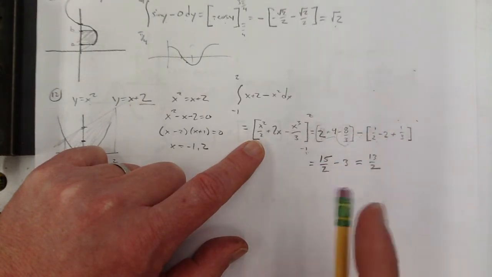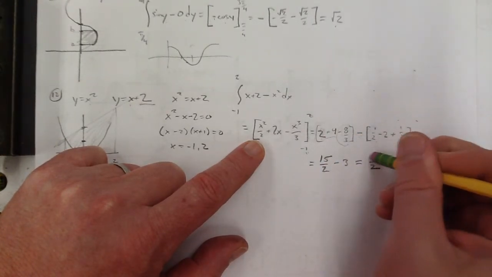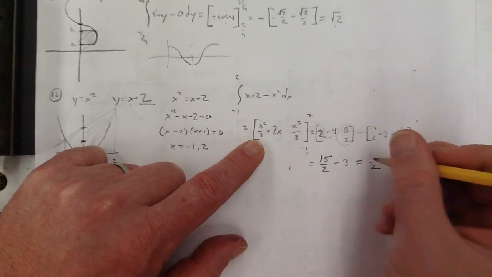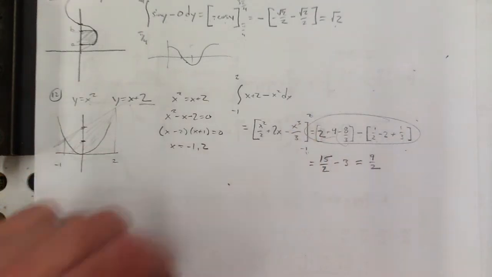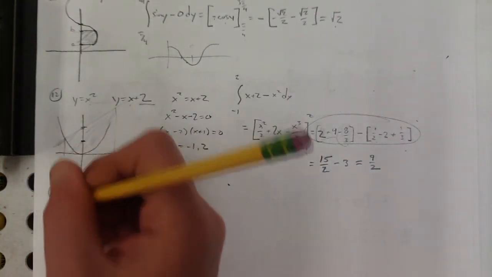And then that's 9 halves. So that gets us the right answer. 9 halves is the correct answer. Okay, so anyway, blah, blah, blah. If this really stresses you out, you can leave it like that. That's the short version of me rambling on about it.